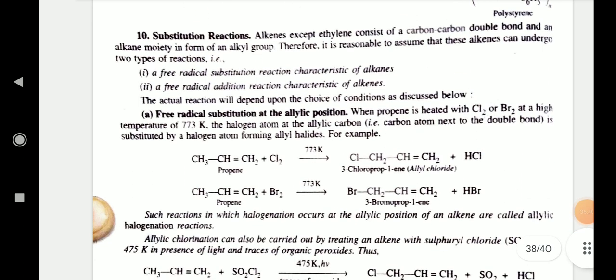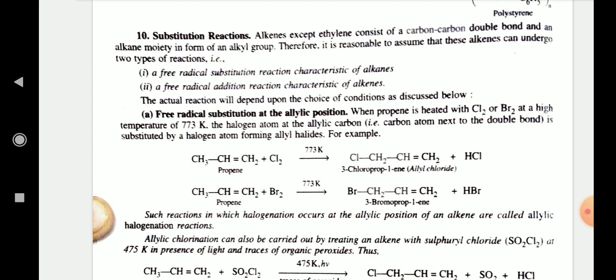Alkenes, except ethylene, consist of a carbon-carbon double bond and an alkane moiety in the form of an alkyl group. Therefore, it is reasonable to assume that these alkenes can undergo two types of reaction: first, a free radical substitution reaction, characteristic of alkanes; second, a free radical addition reaction, characteristic of alkenes. The actual reaction will depend upon the choice of conditions, as discussed below.